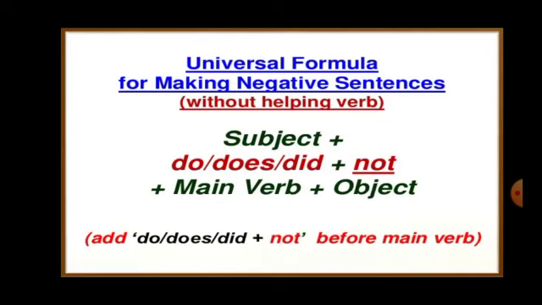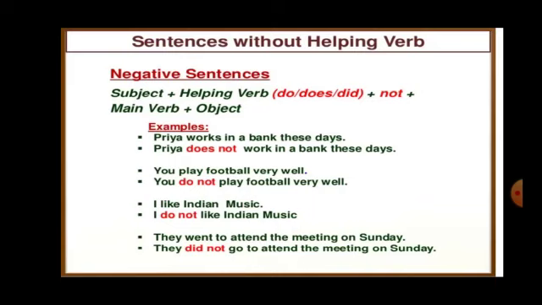So, the universal formula for making a negative sentence without a helping verb is subject plus do, does or did plus not plus main verb plus object. So, children, when there is no auxiliary verb, we will put do or does or did to make a negative sentence. Let's see an example. Priya works in a bank these days. Here there is no helping verb, so we will put do, does, did according to the tense. Here works is in the present tense, so we will put does as it is singular. Priya does not work in a bank these days.